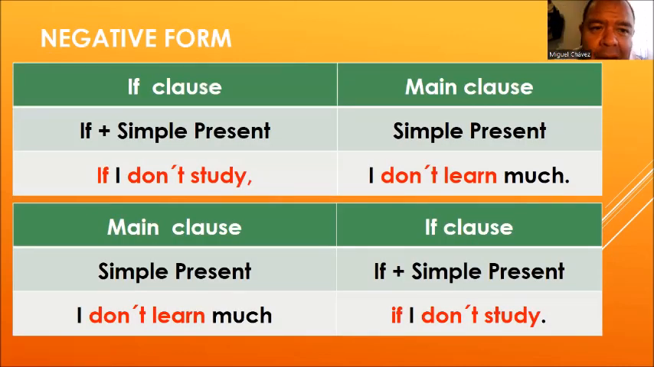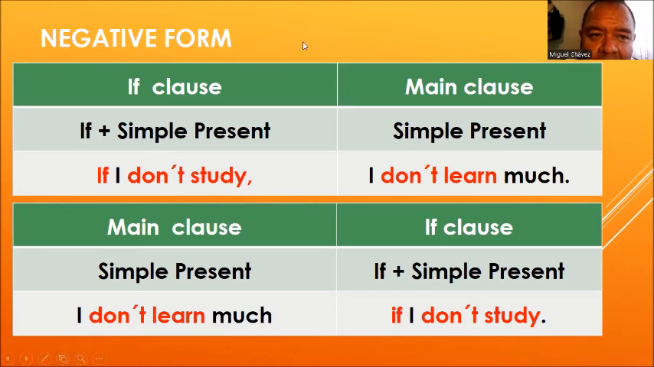We can have the negative form in any of these clauses. And remember that if we are talking about the simple present, we use the auxiliaries don't or doesn't according to our subject. In these examples, we have the use of don't with I. If I don't study, comma, I don't learn much. I don't learn much if I don't study. These are the two forms in which we can construct this zero conditional.